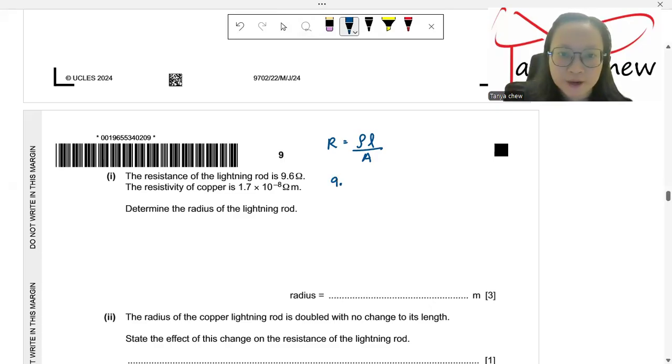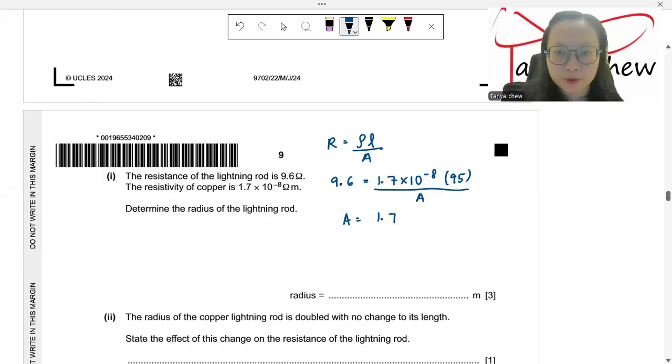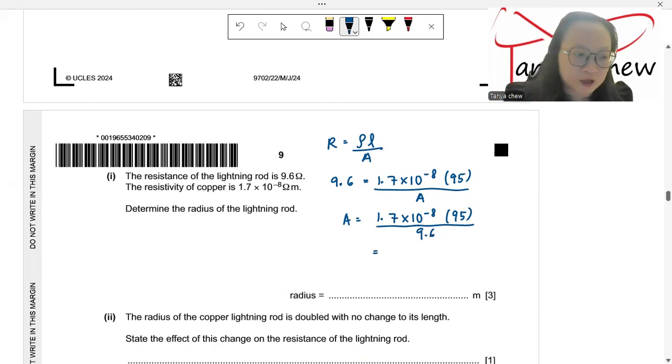R is equal to 9.6. Resistivity is 1.7 times 10 to the power negative 8. And remember the length given is 95. I find the surface area of the rod first. A is equal to 1.7 times 10 to the power negative 8 times 95 divided by 9.6. A is equal to 1.68 times 10 to the power negative 7 meters squared.